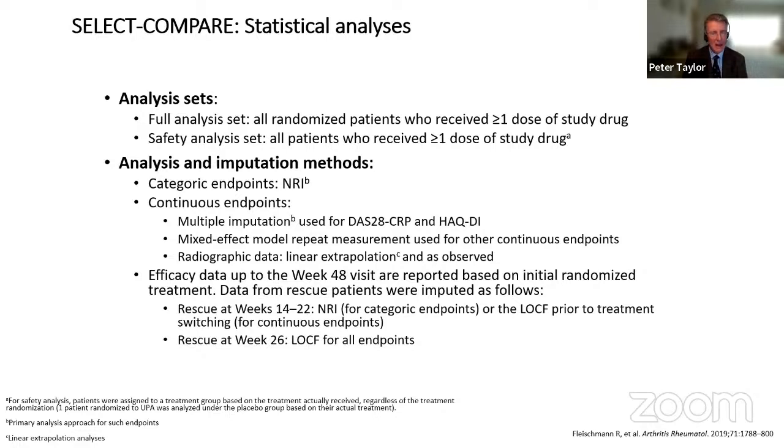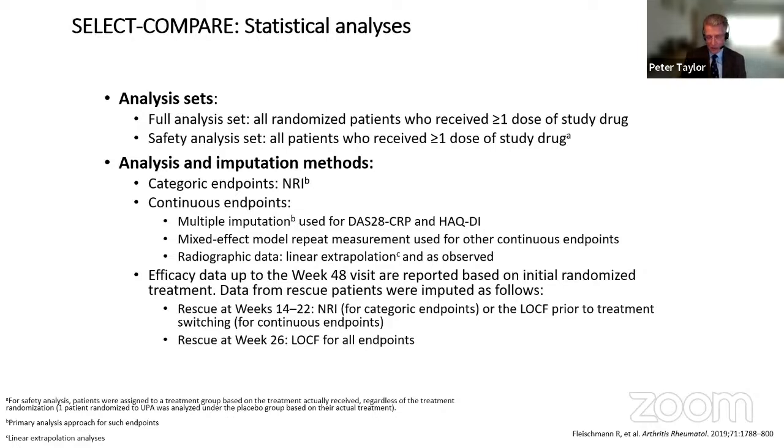And if you look at how we handle anybody who drops out because of non-response, or if they drop out of the study, we have what's called non-responder imputation for the categorical endpoints, such as the ACR measures. But for the continuous endpoints, like the DAS28 CRP, we use something else called multiple imputation or mixed effect models. And for radiographic data, we look at linear extrapolation or as observed data. So all of this becomes rather complex, and we're going to look at examples of each.